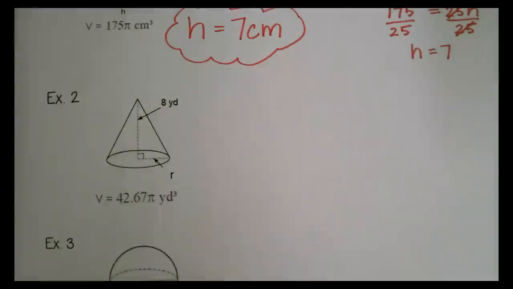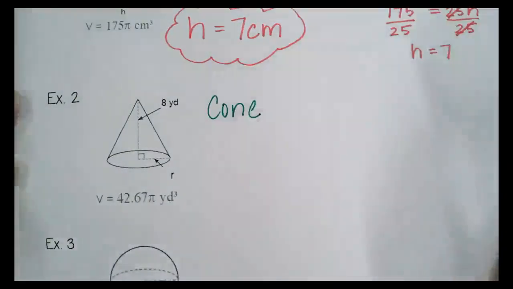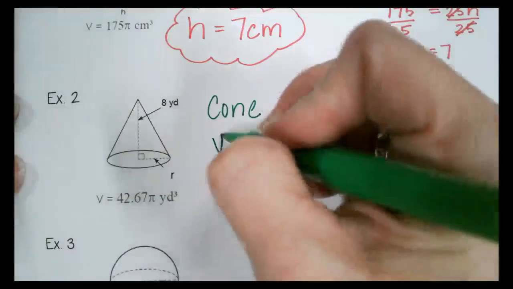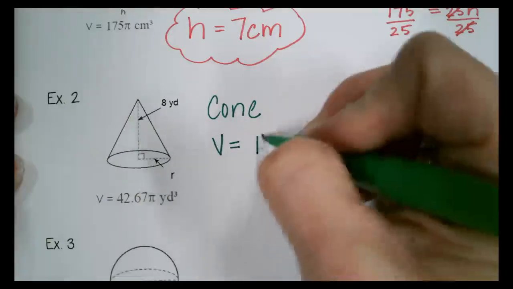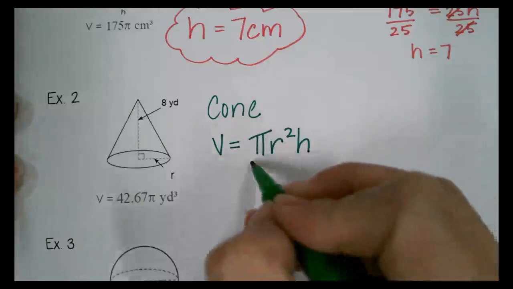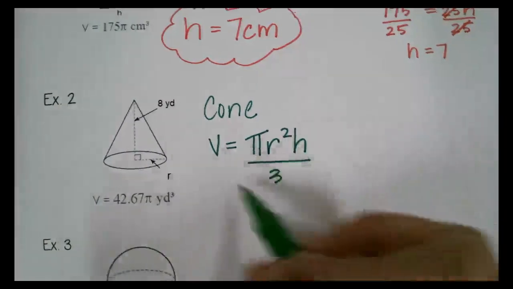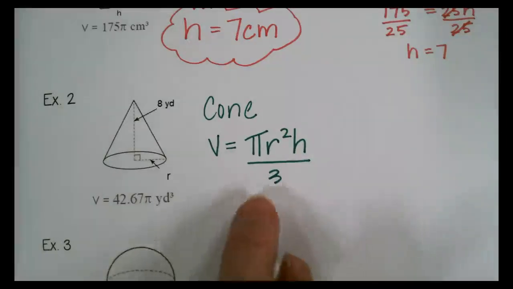Okay, example number 2. This one is a cone. We know the formula for a cone is that the volume equals pi r squared h divided by 3. So that's the formula for a cone. Now I'm going to fill in everything I know about this cone.